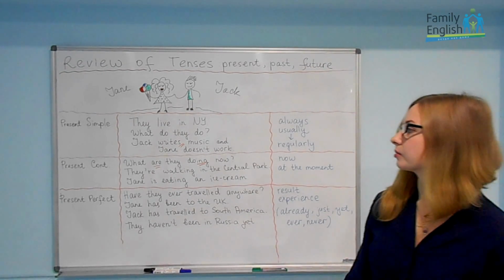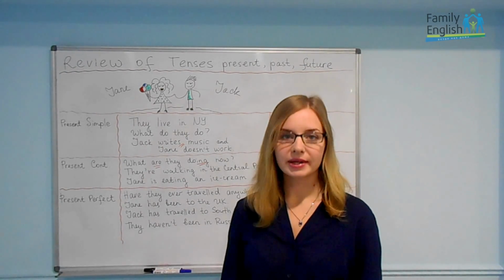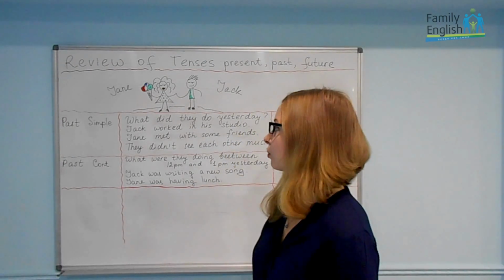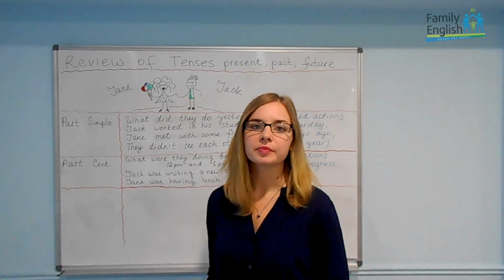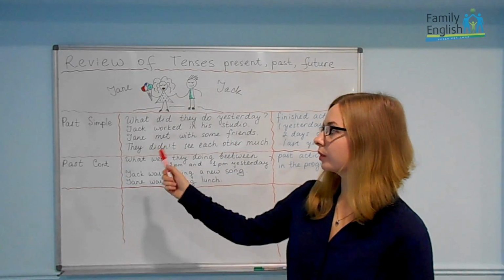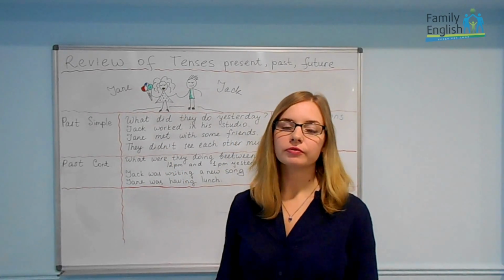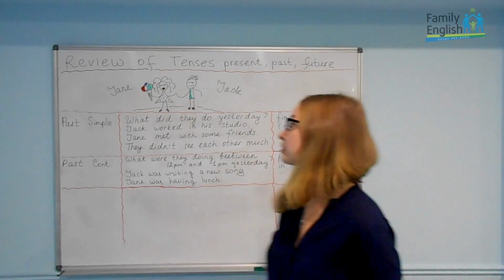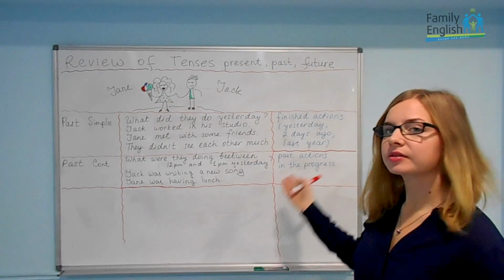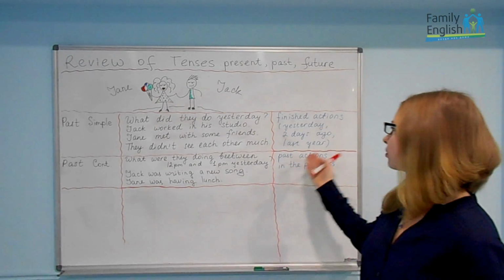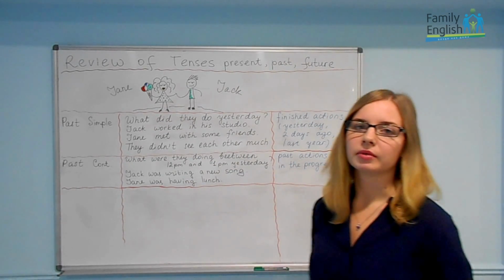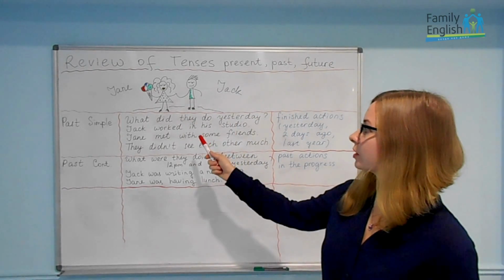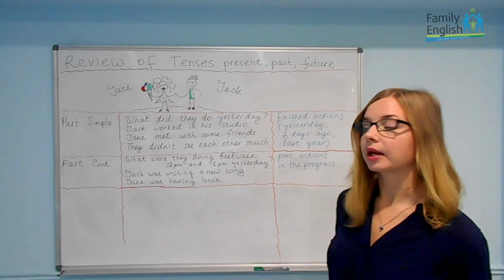Alright, so now let's go to our past tenses. So, past tenses. We already know past simple and past continuous. We use past simple for finished actions in the past. We usually know when they happened. So it can be yesterday or 2 days ago or last year or maybe 5 years ago. So we know. What did they do yesterday?